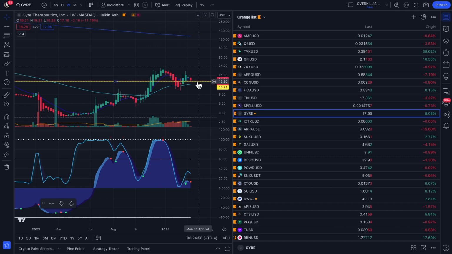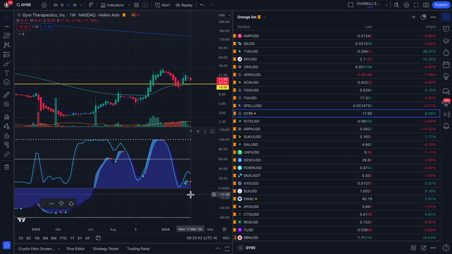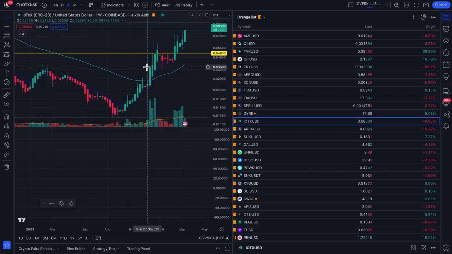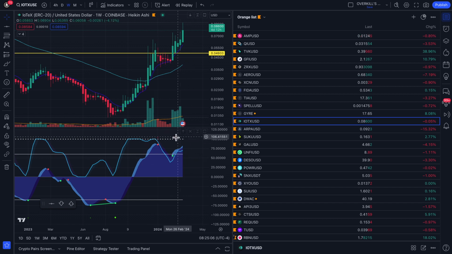GYRE. This is a therapeutics company, it looks like. Okay, I'd use a stop loss at 14 on that one. You got a red dot this week. Make sure it holds 14. Here's IOTEX. Okay, that one's a hold too. This one looks good. It's got some meat on the bone. Okay, still a little bit left to go to that dotted line.